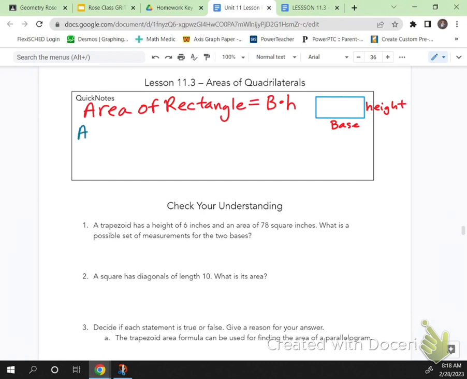The area of a parallelogram, it's also base times height. We just have to be careful when we sketch a parallelogram.